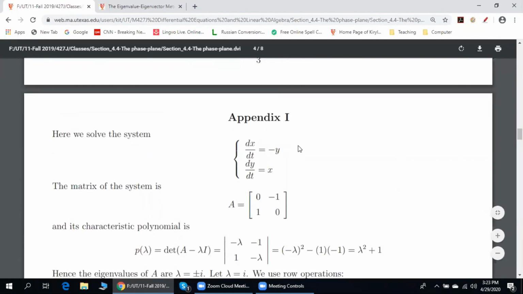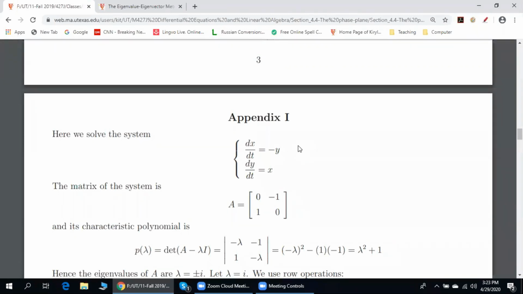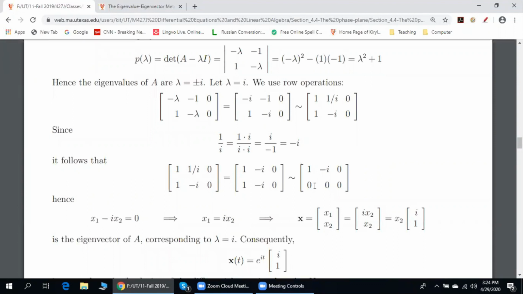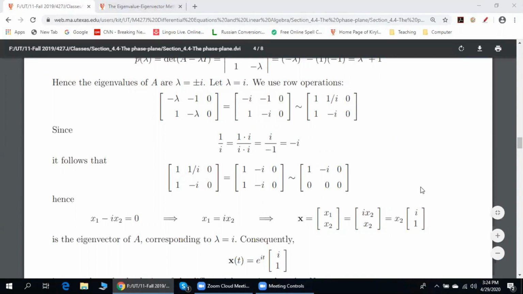Here's our system. And then in order to find all solutions of this system, we apply the standard procedure. We start with the matrix of this system. Then we find the characteristic polynomial. Since eigenvalues are complex, we choose only one of these eigenvalues. We replace lambda by i. We apply elementary row operations in order to come up with a reduced echelon form. We switch to the corresponding equation. And here is a complete description of all eigenvectors corresponding to lambda equal to i.